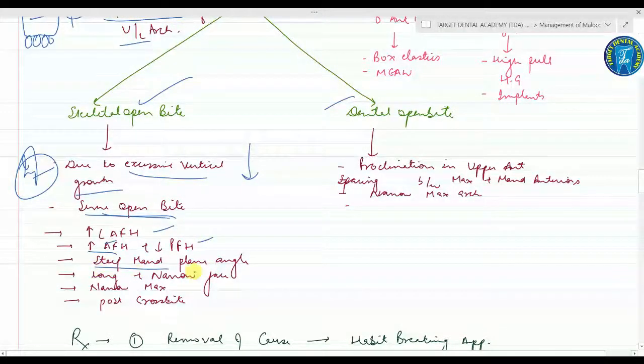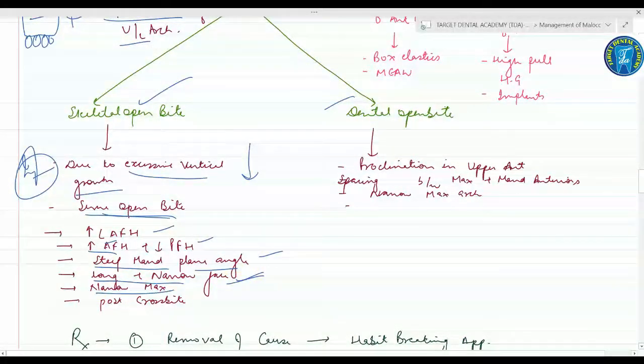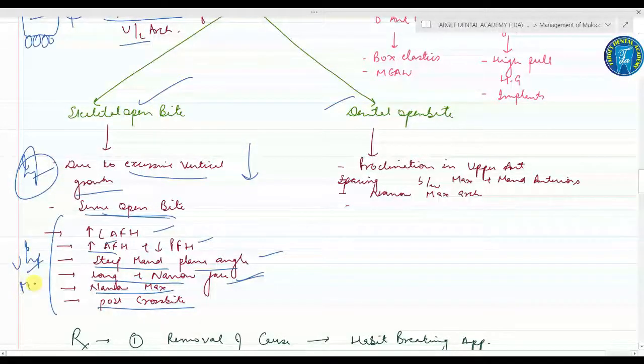There is a steep mandibular plane angle, and a long and narrow face. In this the patient exhibits a long and a narrow face. There is a narrow maxillary arch and there will be a posterior cross bite. Very important point for your MCQ.